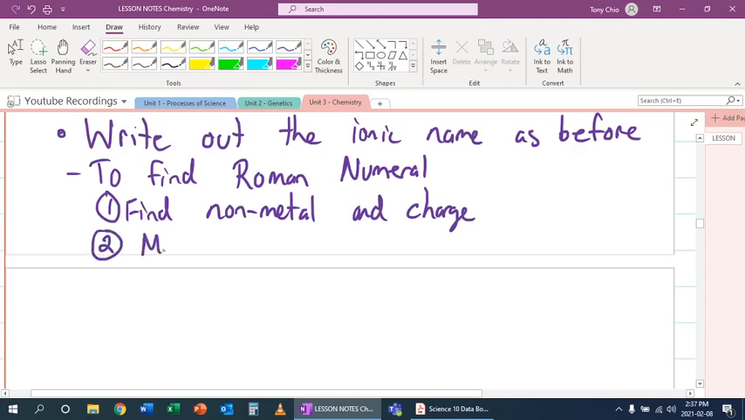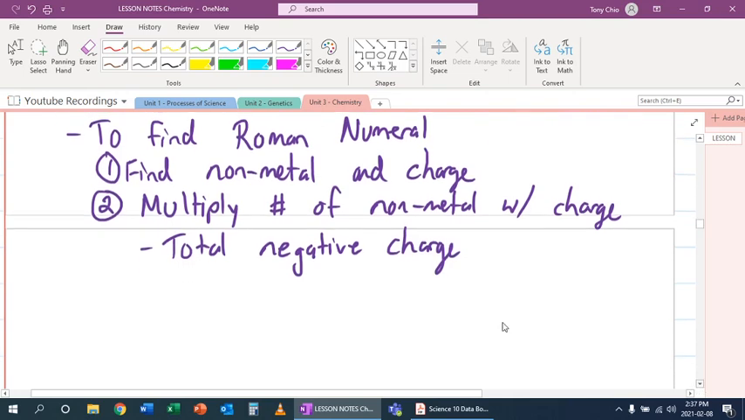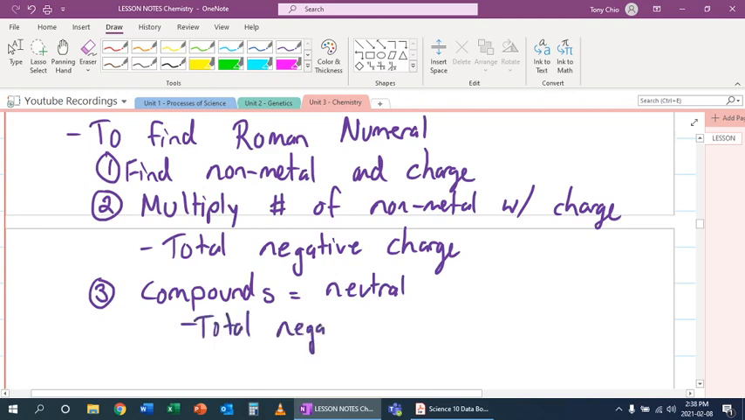But step 2, multiply number of nonmetal with its charge. Because what you just did here is you found the total negative charge. Because in a compound, compounds are neutral. And if they're neutral, what that means is total negative charge equals total positive.